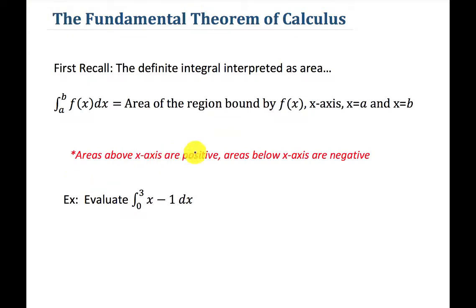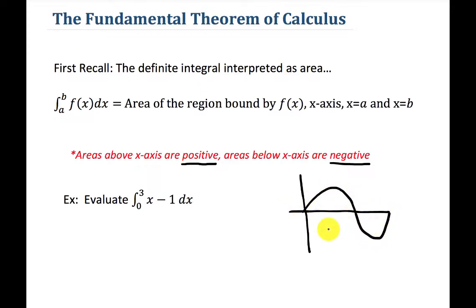So one thing that we touched on is that areas above the x-axis are positive, but areas below the x-axis are considered negative. So when you're looking at an accumulation of the areas, you really want to subtract any areas below the x-axis because you kind of think of them as negative.